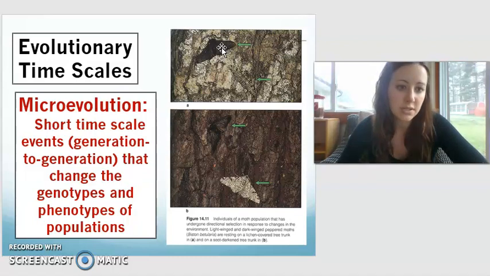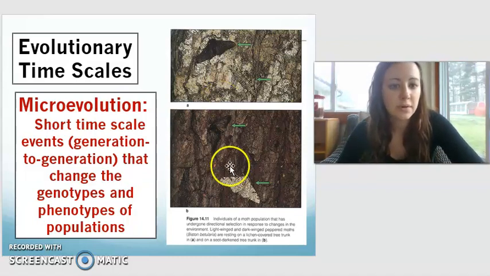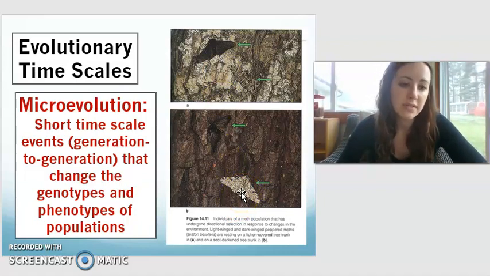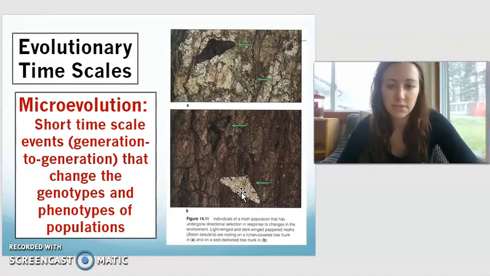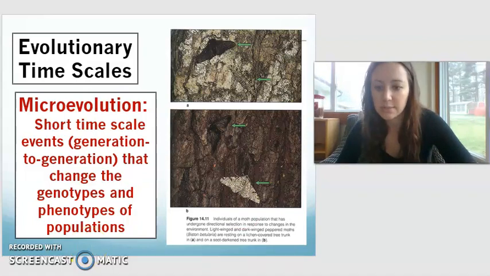Now there's a switch, right? If you were a bird, this white peppered moth would stick out more, so you're going to see that one and you're going to eat that one. That's going to cause a shift in the population of dark versus light peppered moths. That's microevolution. We can see that occurring from generation to generation, and there's a change in the genotypes and phenotypes of populations.